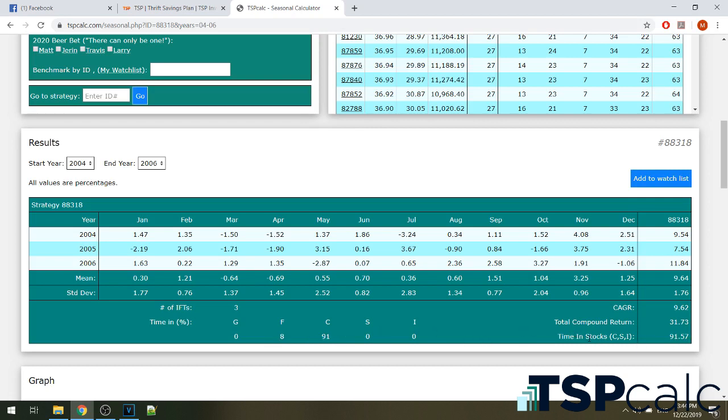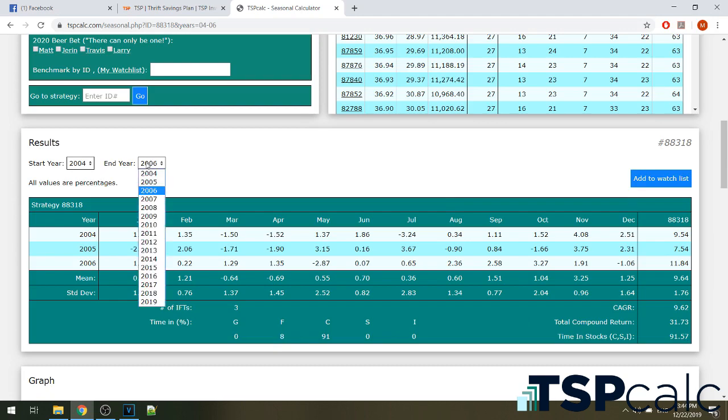Time in stocks. So the C, the S, and the I fund are all stocks. So those 3 are added together. This strategy spends 91.57% of its time every year invested in stocks, and the other 8.43% of its time it's invested in the F fund. Okay?